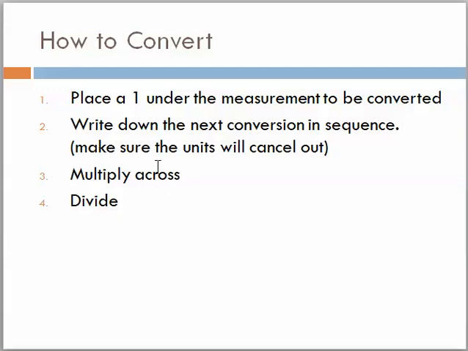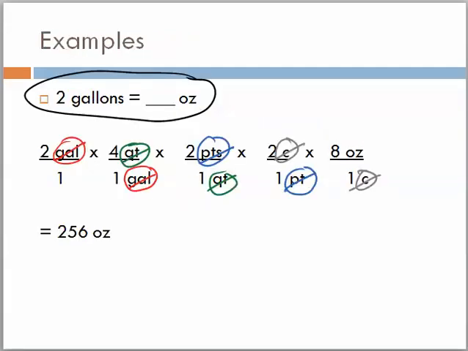The third step is where I'm at right now. I'm going to multiply straight across. 2 times 4 times 2 times 2 times 8 gives me 256 ounces. The easy part here would be the bottom. 1 times 1 times 1 times 1 times 1 is 1. Or we could just say, as we said earlier, 256 ounces.